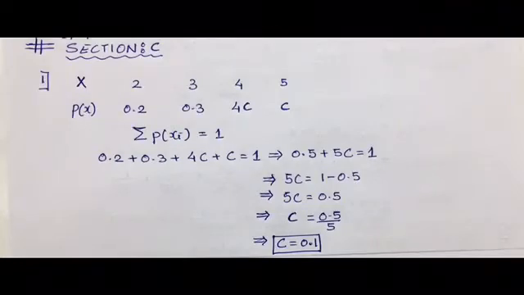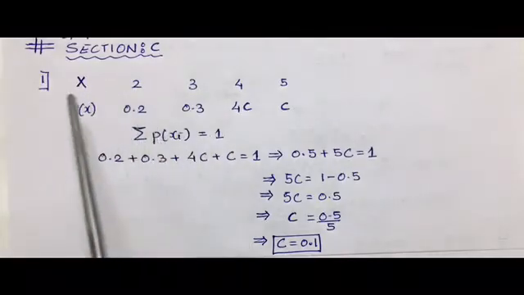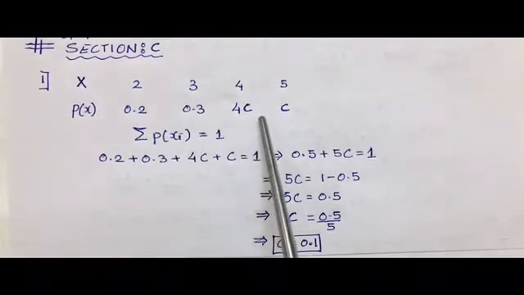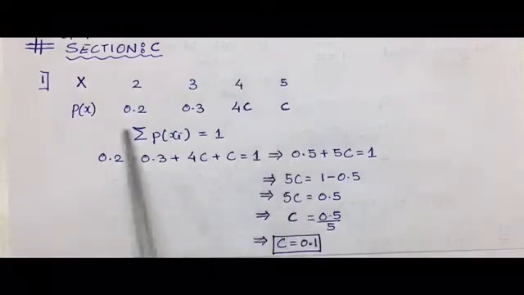Exercise 2, Section C, first one. The question is, the probability distribution of a random variable x is as follows. The probability distribution of random variable x is given by this table.